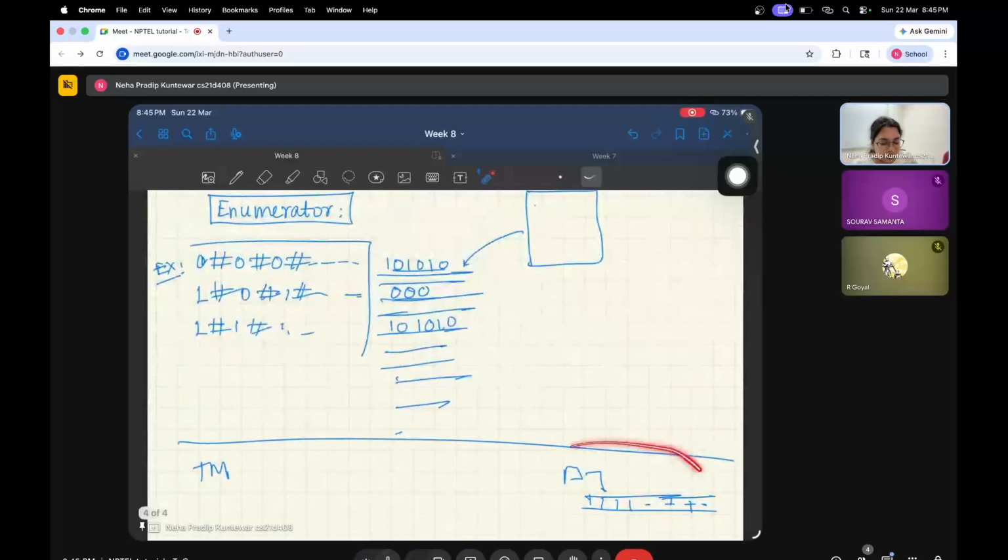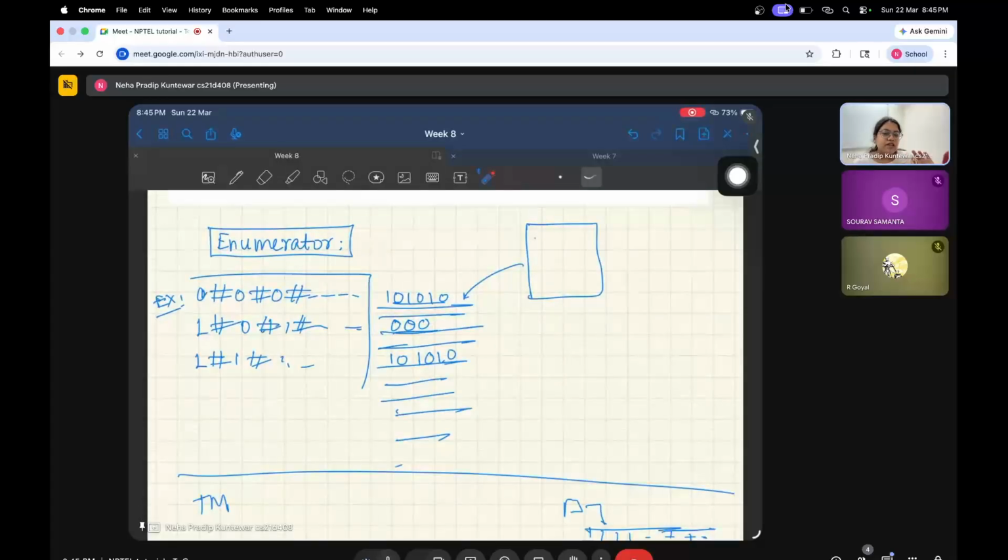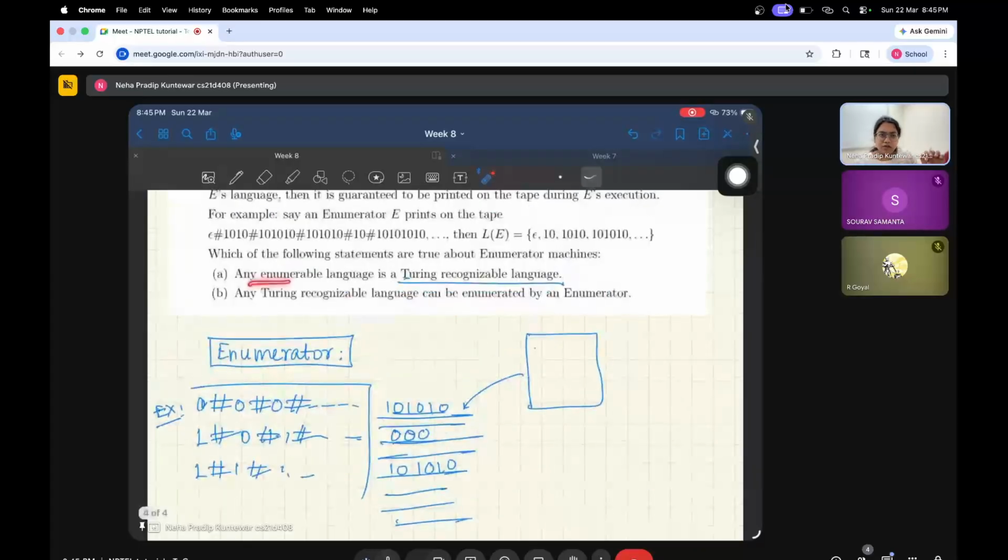And the other way around: for every Turing machine that you give me, I can come up with an enumerator which is going to print all the strings in the language. It may print repeatedly, it may print in any order, there is no fixed ordering, but it will definitely print all the strings and only the strings in the language. So these are the two parts. Is the definition of enumerator and the statement that we are making clear?